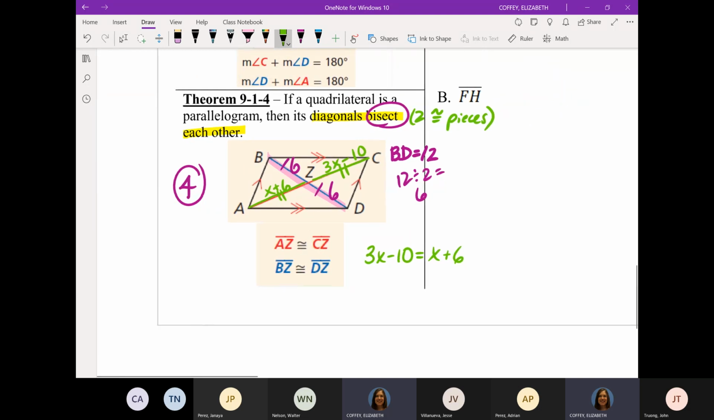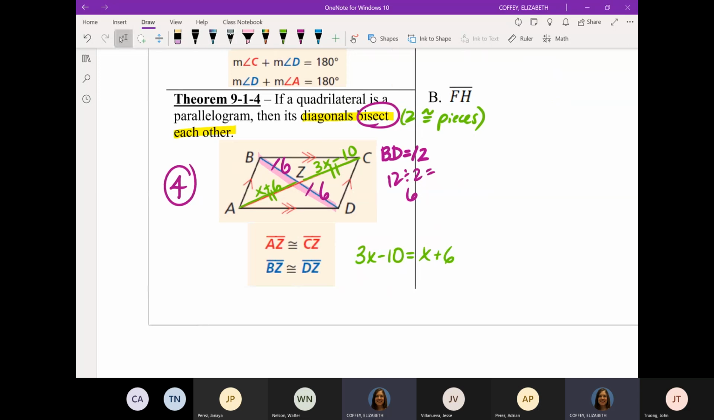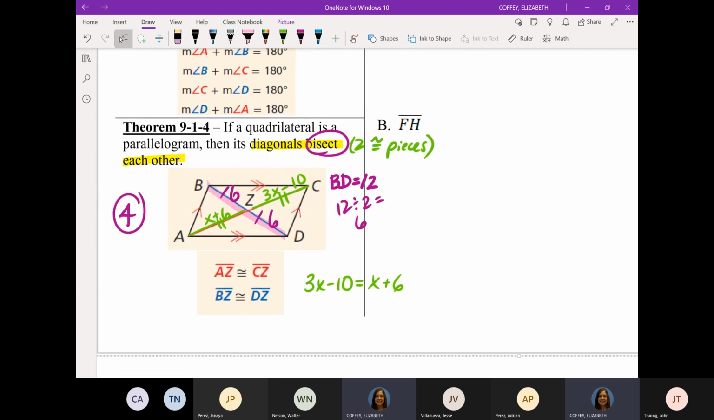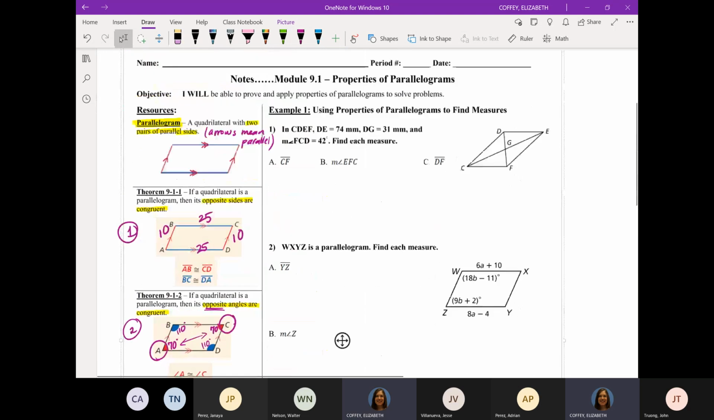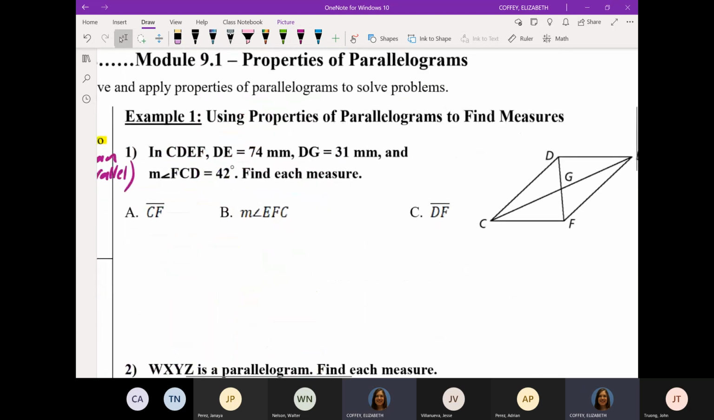Okay. So those are the 4 properties we are going to apply. They're not hard. You just have to know when do I apply which property. Okay? All right, let's practice that. Ready? Number 1, up here at the top. Here we go.